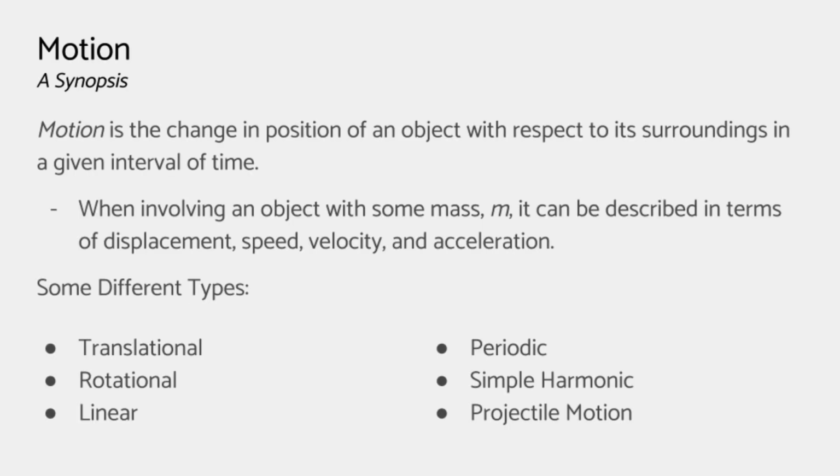Motion is a change in position of an object with respect to its surroundings within a given interval of time. Specifically, when involving an object with a mass, it can be described with terms such as displacement, a change in an object's position; speed, the ratio of distance to time in which a distance was covered; velocity, the object's displacement divided by interval of time; and acceleration, the rate at which an object's velocity changes.